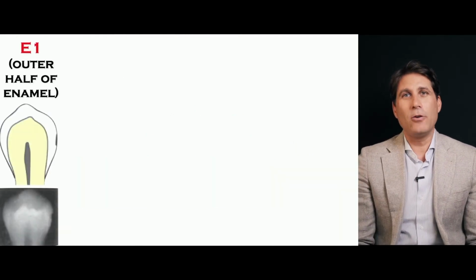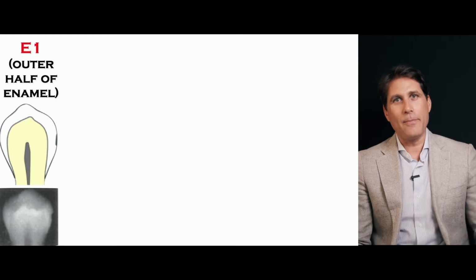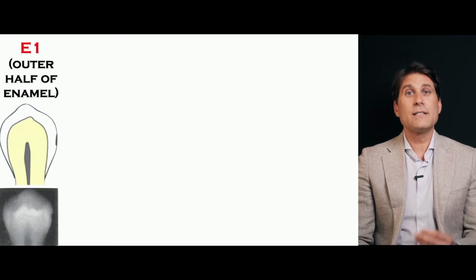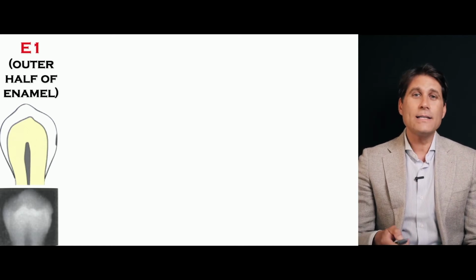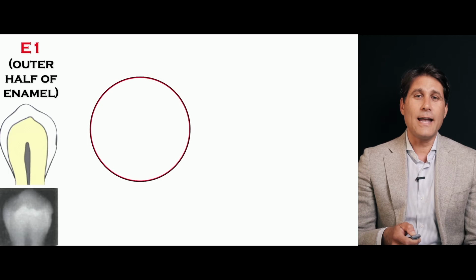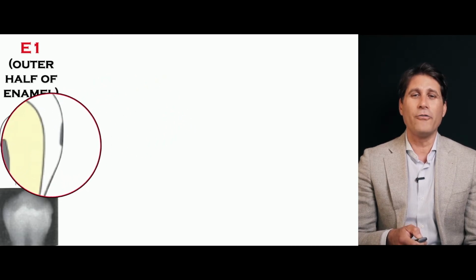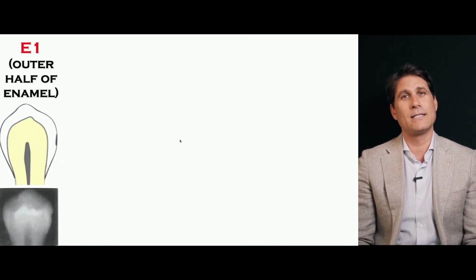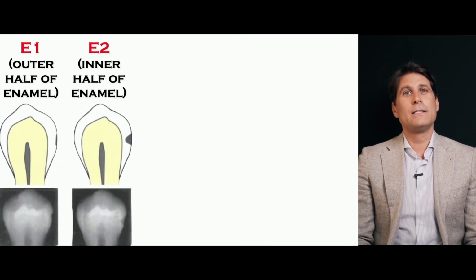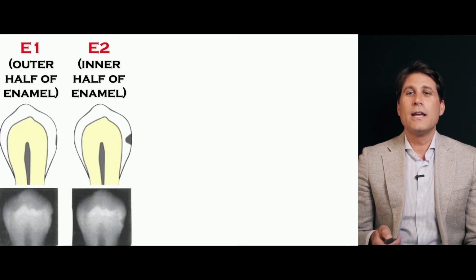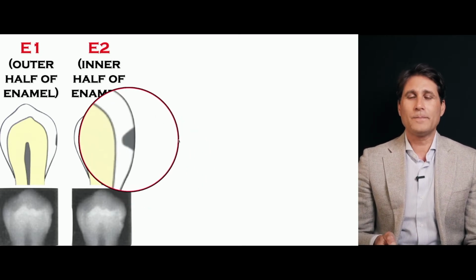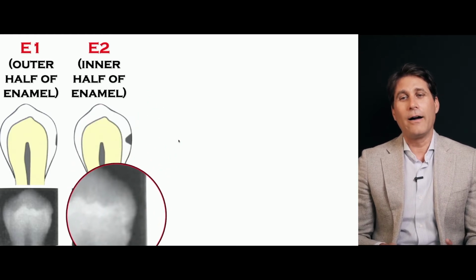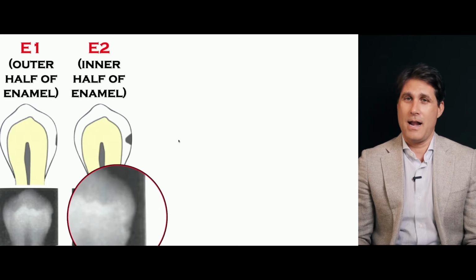When we speak about classification of the depth of the carious lesion, the first stage is the E1 stage. The E1 stage is a caries that is in the outer half of the enamel and that appears radiographically similar to this image that you can see here. The E2 stage goes into the inner half of enamel and radiographically can be evaluated as a lesion that stays still in the enamel.